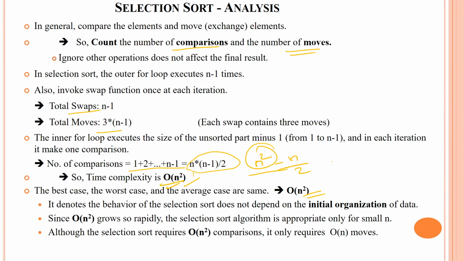So here, whether it is already sorted or unsorted, this does not take care of it at all. So the time complexity will be order of n squared in the worst case, best case, and also the average case.